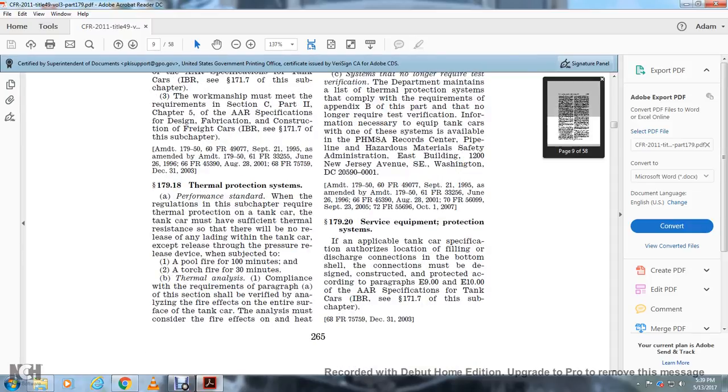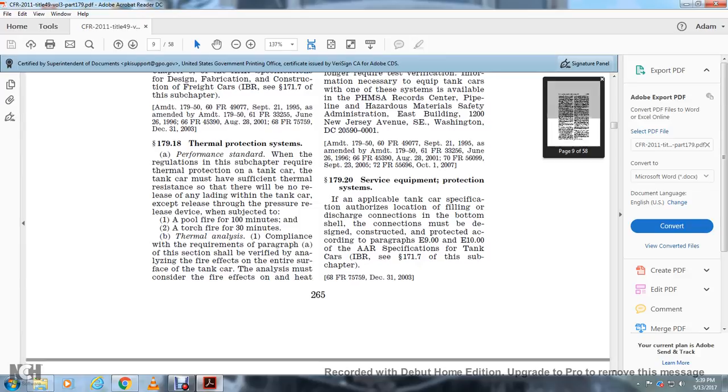179.20 Service equipment protection. If applicable, the tank car specification authorizes location of filling, discharge, and connections at the bottom of the shell. Connections shall be designed and constructed with protection according to paragraphs E9.00 and E10.00 of the AAR specification for Tank Cars, IBR, see 171.7 of this subchapter.